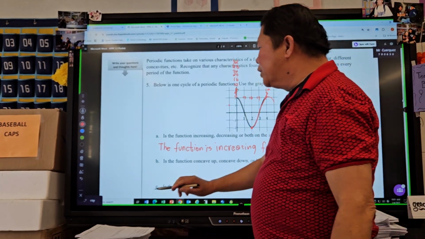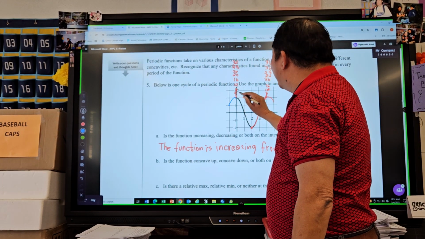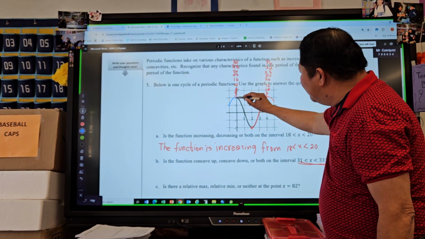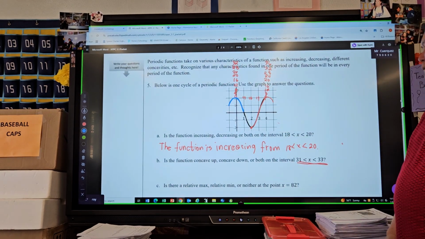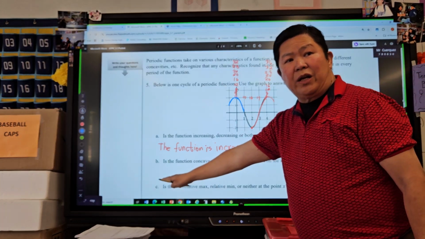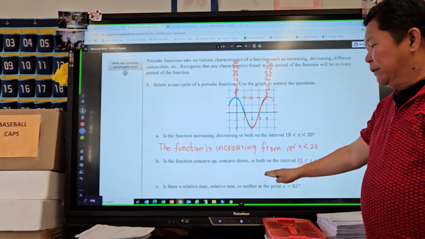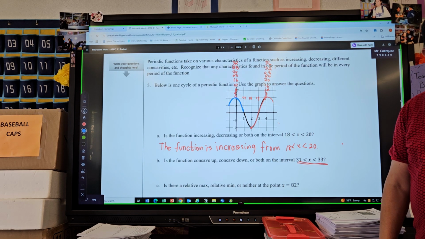Okay, I'm gonna use blue color. The 31 is right here, then 32 all the way to 33. So right here, the blue color, what is the concavity? Down. Concave down. So I'd like you to write the justification. The function is concave down from 31 to 33.